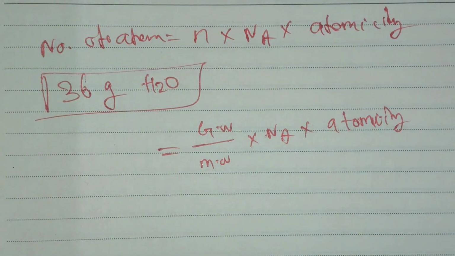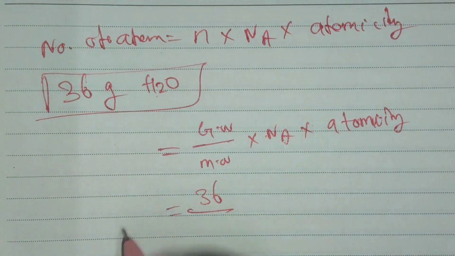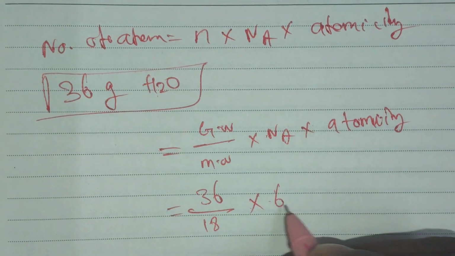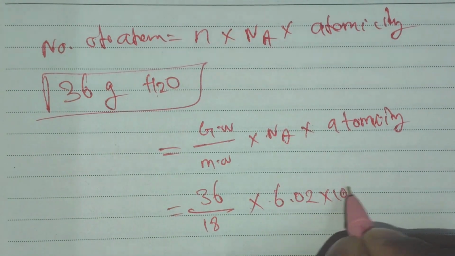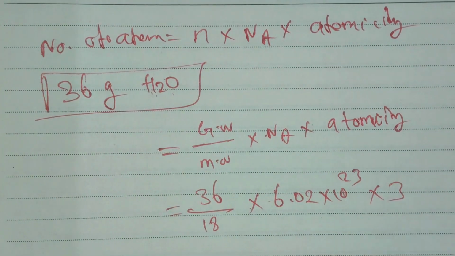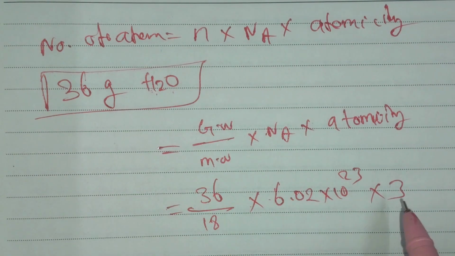Atomicity. So this is the formula. Here the given weight is 36 and the molecular weight of water is 18, times the Avogadro number, 6.02 into 10 to the power of 23, times the atomicity. Here there are 2 hydrogen and 1 oxygen, so there are 3 atoms. Okay, so we can simplify this.